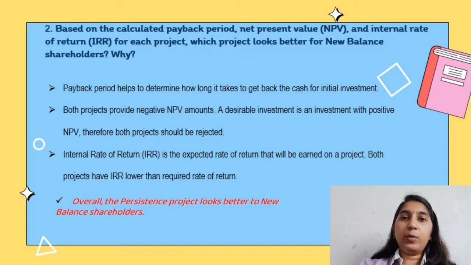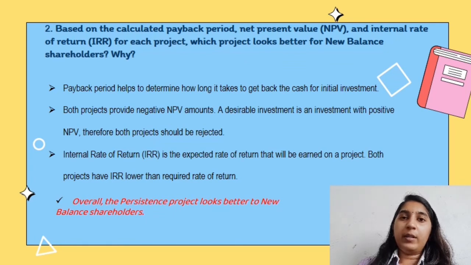Besides that, both projects provide negative NPV amounts. A desirable investment is an investment with positive NPV. Therefore, both products should be rejected. This is because our goal is to increase the owner's wealth, and positive NPV helps to add value to the firm. However, if New Balance has to undertake one of the projects, Persistent will be the better choice. Although it is a negative value, it has a higher NPV compared to Sneaker. Thus, the Persistent project is better than Sneaker.